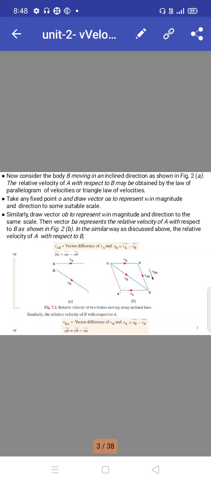Similarly, the relative velocity of B with respect to A, VBA, is equal to the vector difference of VB and VA, that is VB bar minus VA bar. So AB is equal to OB minus OA.